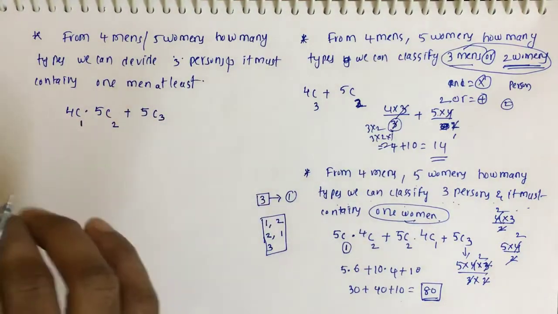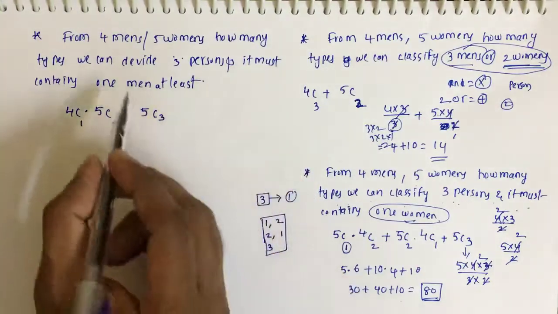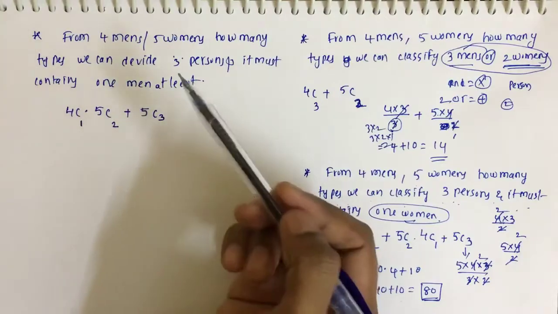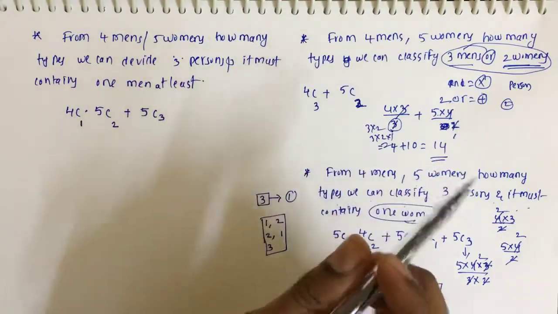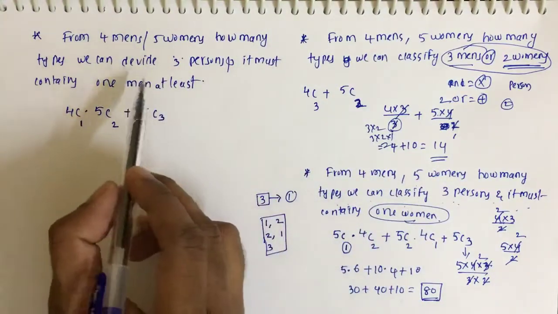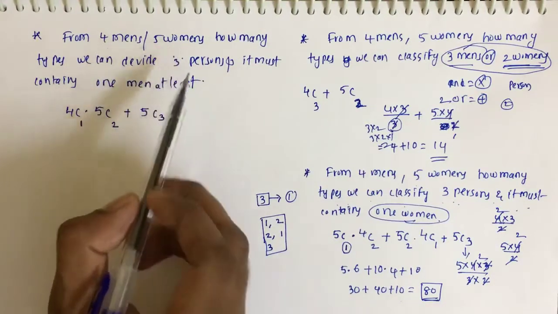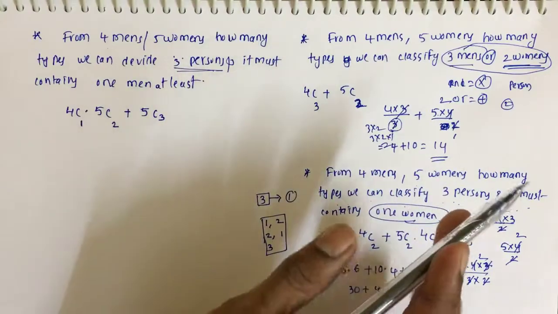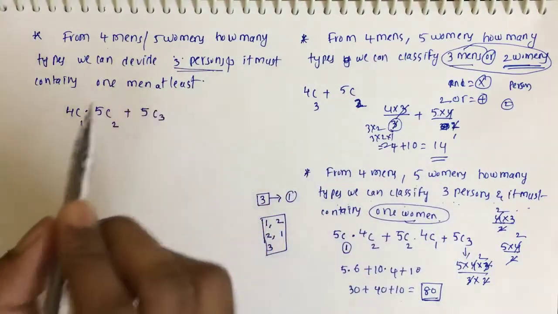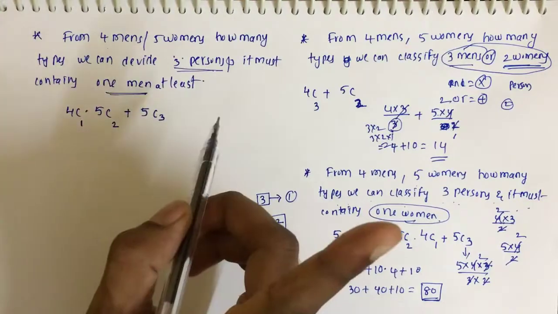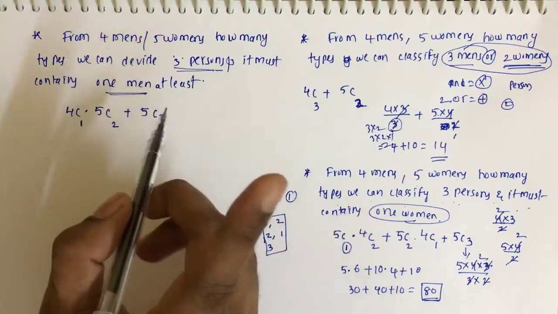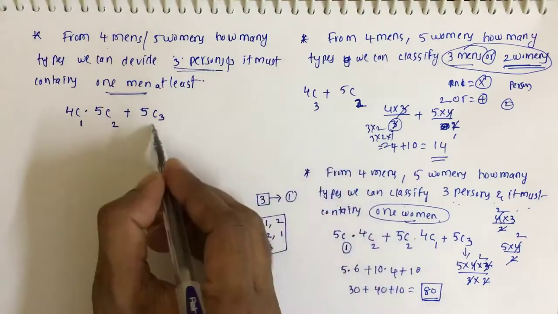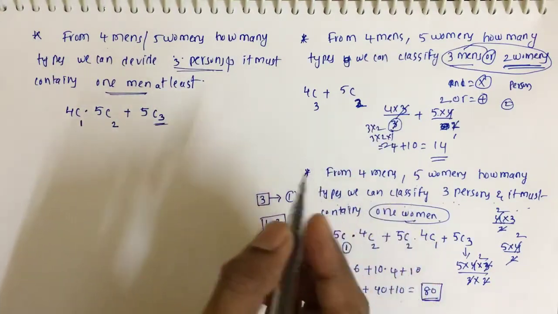So I think it's a little bit difficult to understand the question. The way you understand the question, based on that you can get the correct answer. So total 4 men and 5 women are there. So in that we have to classify 3 persons, and it must contain at least 1 man, means only 1 man. Okay, so in one possibility only 1 man is there. Okay, and in another possibility all 3 women are there. Okay.